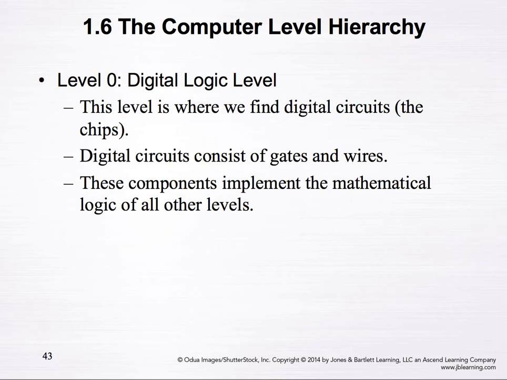And the lowest level, that's level 0. We call that the digital logic level. This level is where we find the digital circuits, for example, the chip of the computer. Digital circuits consist of gates, wires, and all types of hardware components that we construct and put together to implement the mathematical logic of all the other levels. So we can see how the gates and the digital components are put together to perform all types of processing later on.